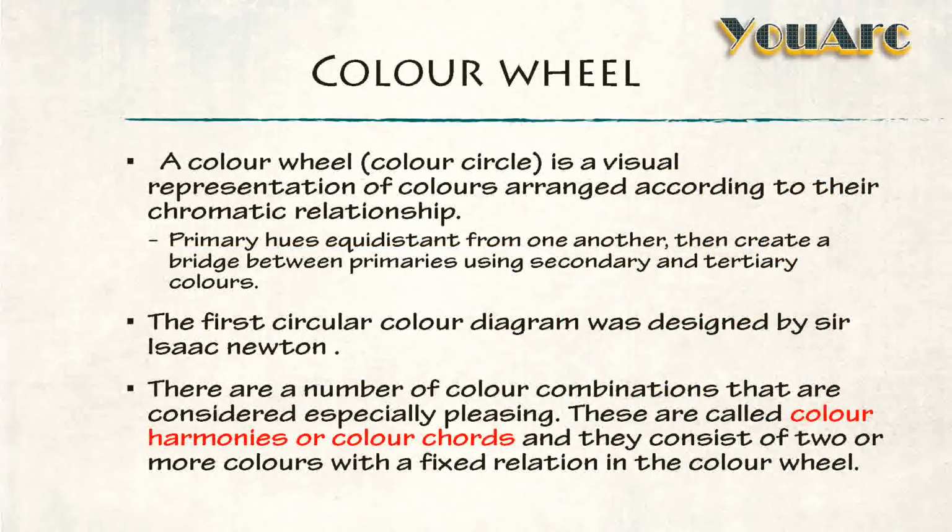Let's discuss the basic color wheel or color circle in detail. It is a representation of colors arranged according to their chromatic relationship. Primary hues are equidistant from one another, and we create a bridge between these primaries using secondary and tertiary colors. So what happens here is we keep the primary colors equidistant, and the gaps between them are bridged using secondary or tertiary colors.